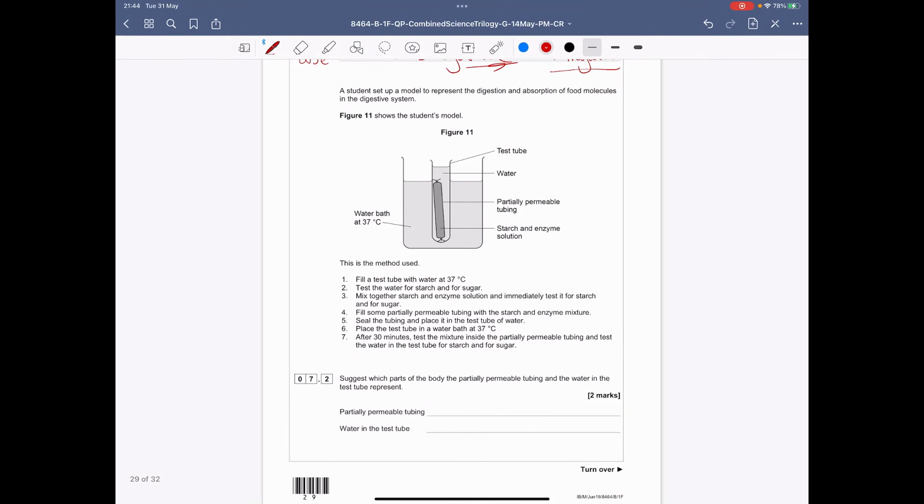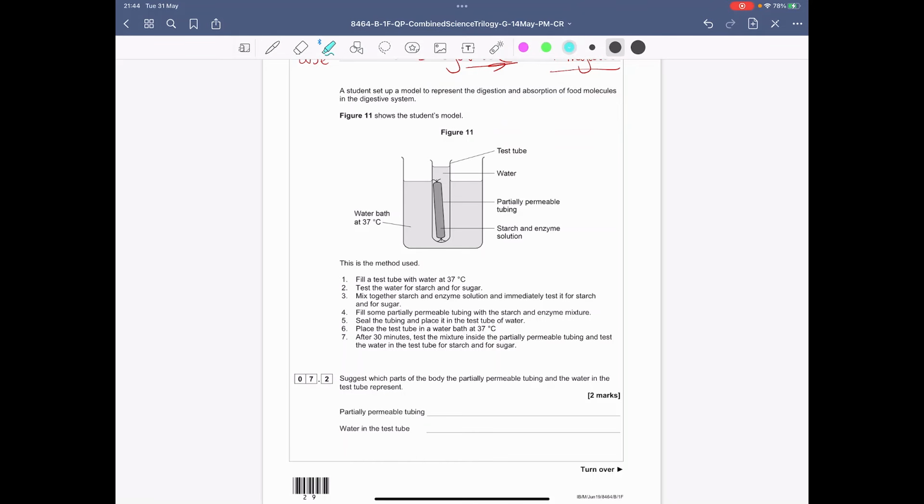A student set up a model to represent the digestion and the absorption of food molecules in the digestive system. Figure 11 shows the student's model. You've got a water bath at 37 degrees. You've got a partially permeable tubing inside a test tube. And inside that tubing, you've got starch and amylase solution. You've got the water and test tube.